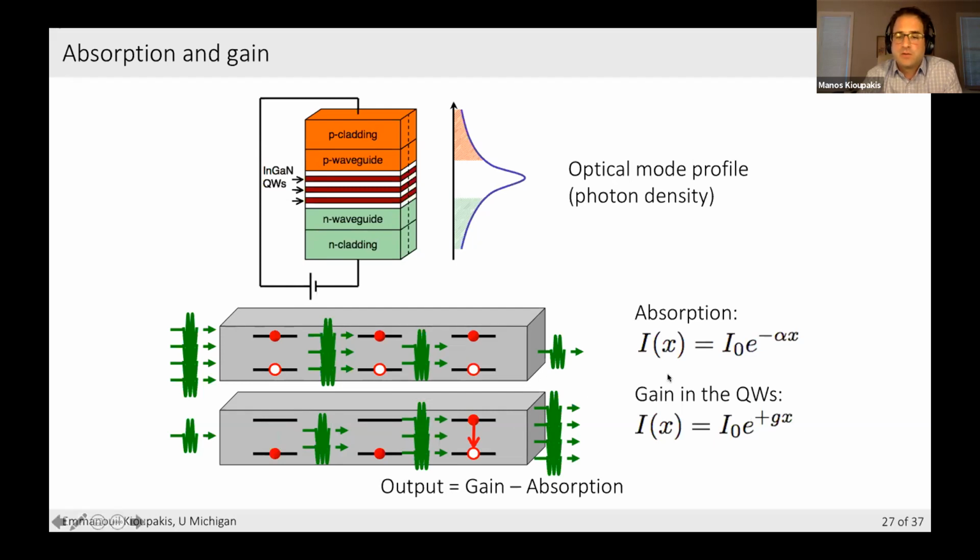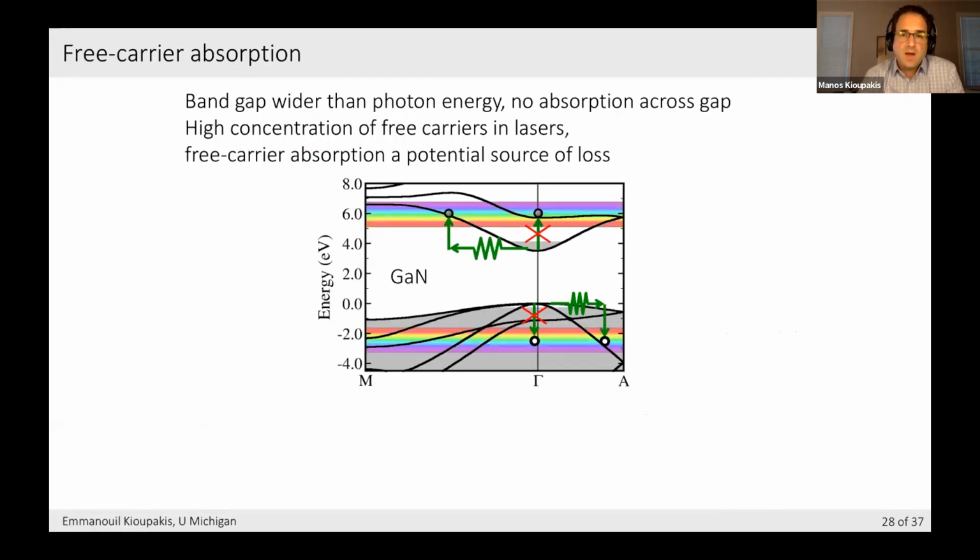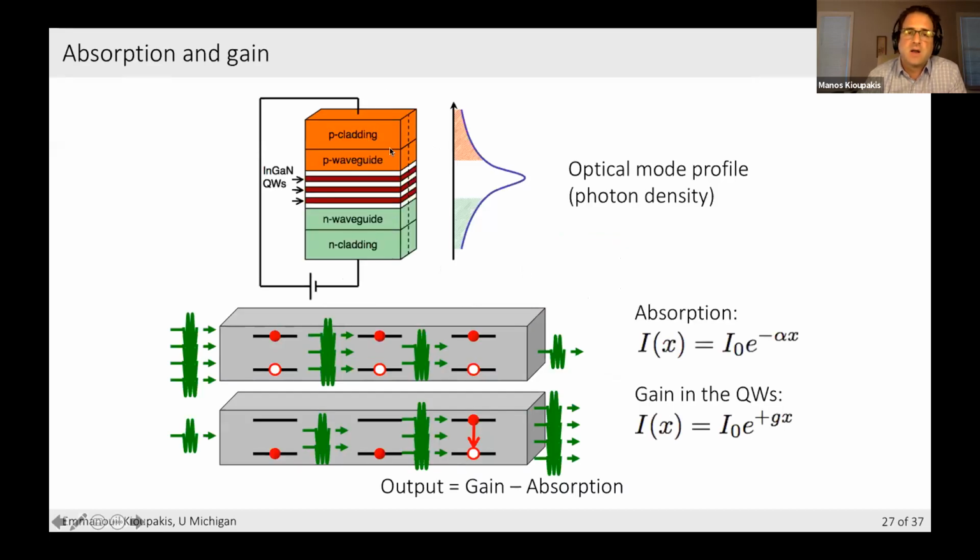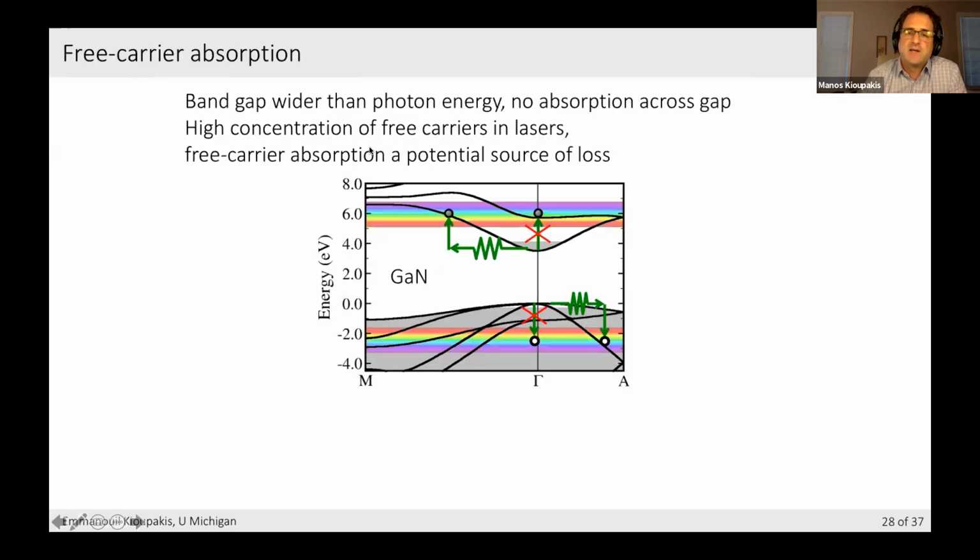Okay, you want gain in the quantum wells, but you don't want absorption in any surrounding materials. And that's where the free carriers matter. All right, so the surrounding materials have a band gap that is wider than the quantum well. So the layers that you see here don't absorb photons by, say, having an electron go from the valence to the conduction band. The gap is too wide.